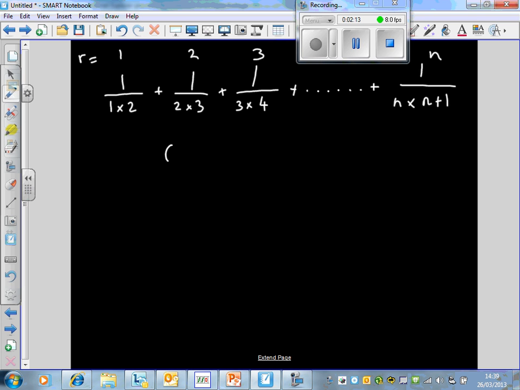Can anybody tell me what the general term would be? We know the nth term is 1 over n times n plus 1. Can anybody tell me what the general term is going to be? Any ideas? Mez? Yeah. The general term is 1 over r times r plus 1, because r could be anything.